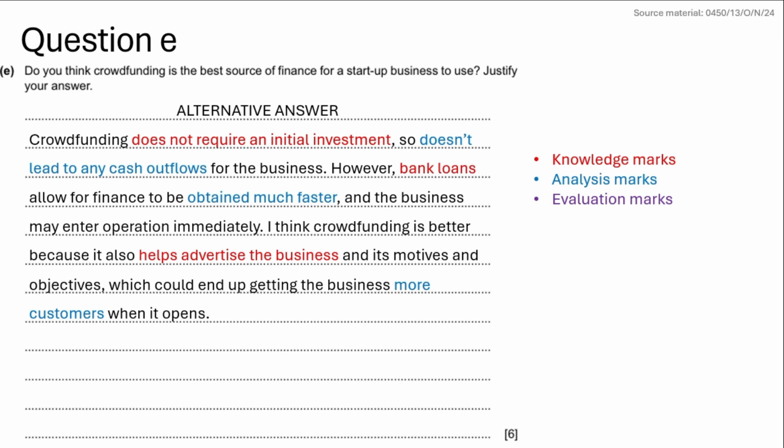Next, you move on to oppose it. In this case, I chose to oppose it by stating another method that is better than crowdfunding. Bank loans again. However, bank loans allow for finance to be obtained much faster, and the business may enter operation immediately. Those are your 2 marks for opposing it. And again, we're working for the last 2. In this case, I chose to support the question in the justification. I say yes, crowdfunding is better because it also helps advertise the business and its motives and objectives, which could end up getting the business more customers when it opens.